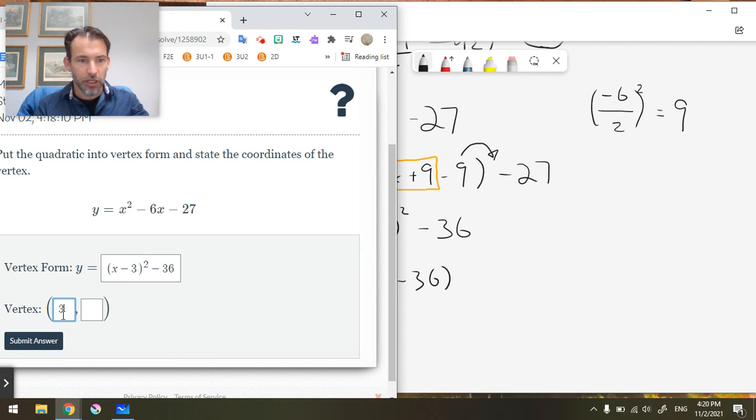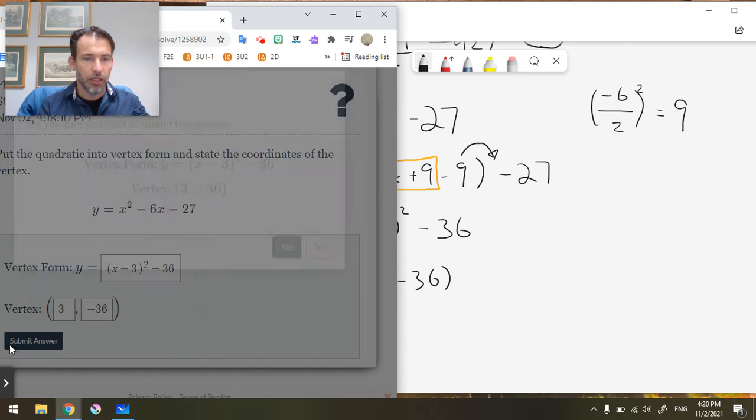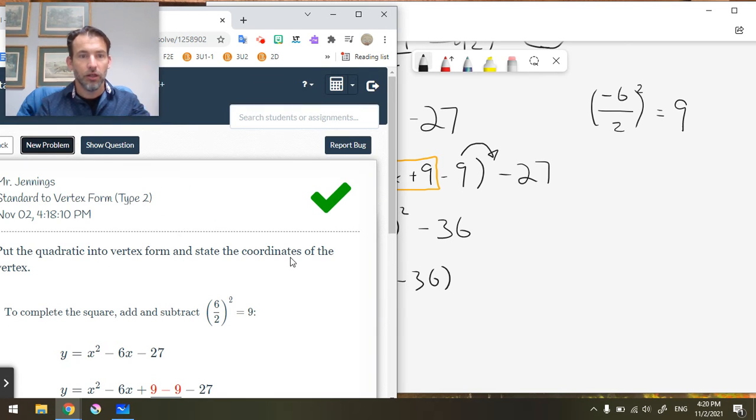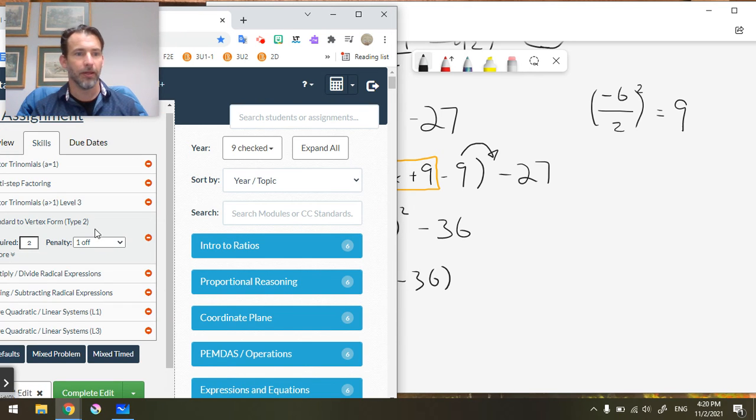Put in the vertex 3, negative 36, Mr. Jennings. Submit answer. Yes, I'm sure. Hooray! Okay, make sure you give yourself a pat on the back when you do that. Okay, so it's standard vertex form.